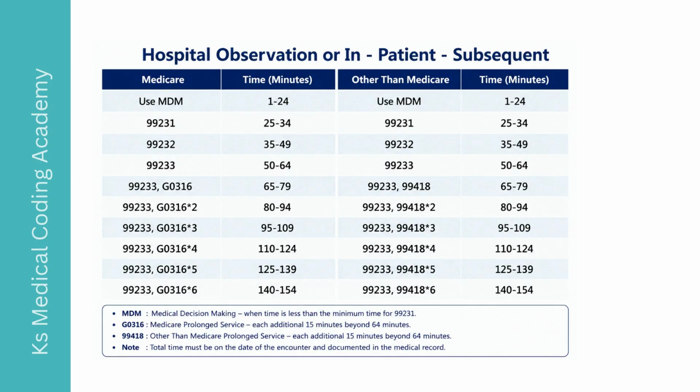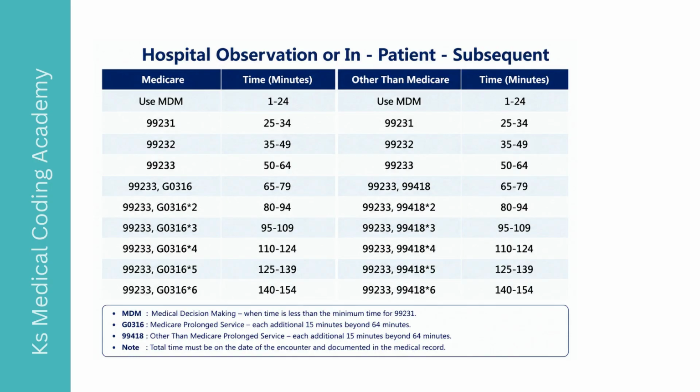Time-based coding starts with 99231 for 25 to 34 minutes, 99232 for 35 to 49 minutes, and 99233 for 50 to 64 minutes. When the total time exceeds the maximum time for 99233, report the Medicare prolonged service code G0316 for each additional 15-minute increment. For example, 65 to 79 minutes is reported with 99233 plus G0316.